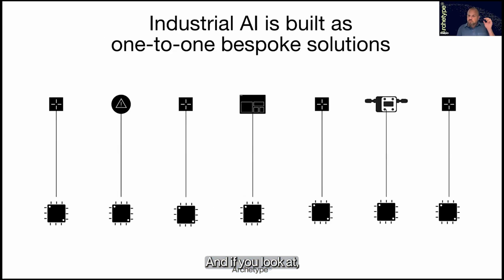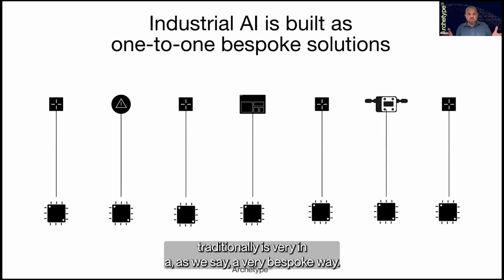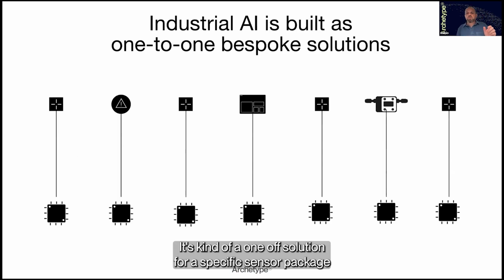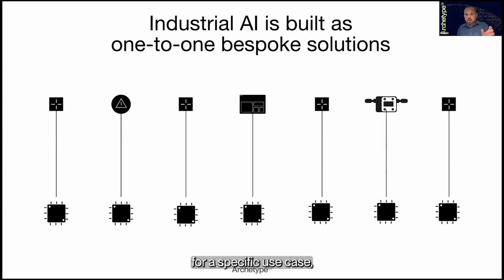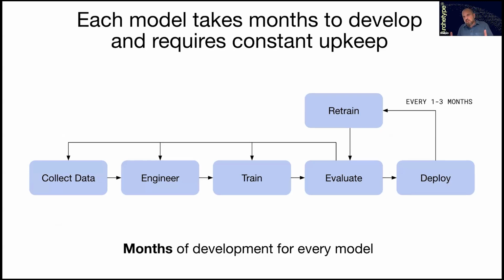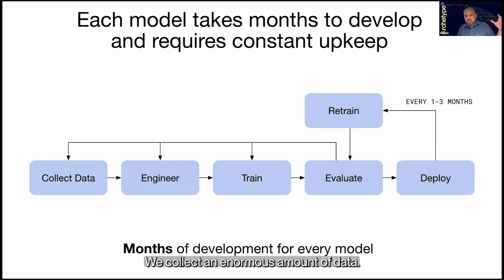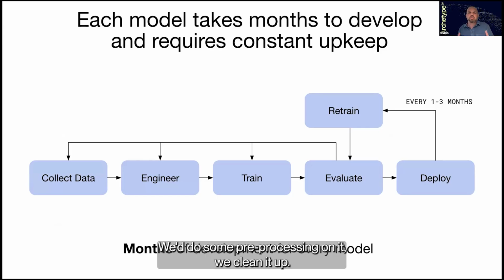And if you look at, again, how we traditionally solve this today, it's very, as we say, a very bespoke way. It's kind of a one-off solution for a specific sensor package for a specific use case and a very narrow operating condition. Here's a typical way we would develop a model and try to deploy. We'd collect an enormous amount of data, then we'd engineer this data, do some pre-processing on it, clean it up. We may have to go through a lot of labeling.